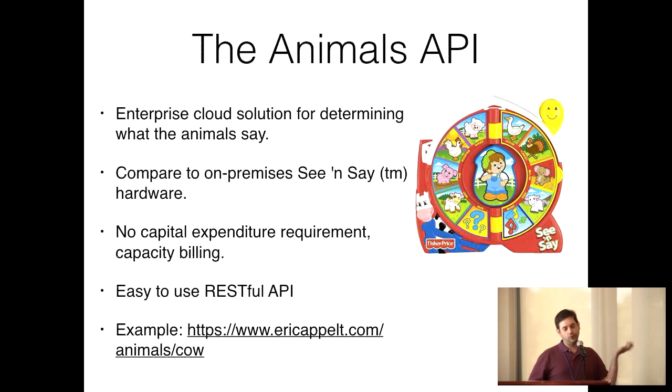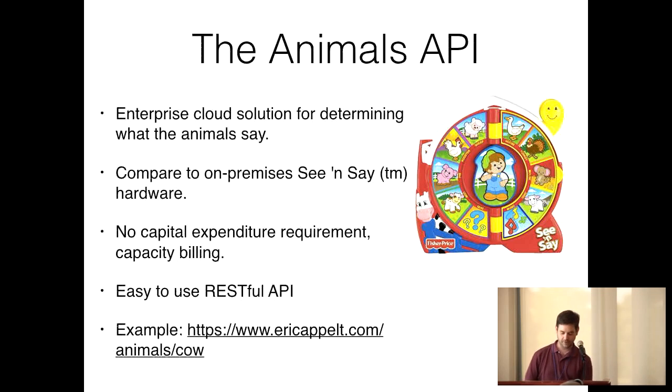And if you own one for your business, you need to hire an operator to make sure it has batteries and to pull the cord for you. And so I've offered an enterprise cloud solution to determine what the animals say. Compared to an on-premise solution, with my solution there's no capital expenditure requirement. We have capacity billing, so you pay as you go. There's a very easy to use RESTful web service API.